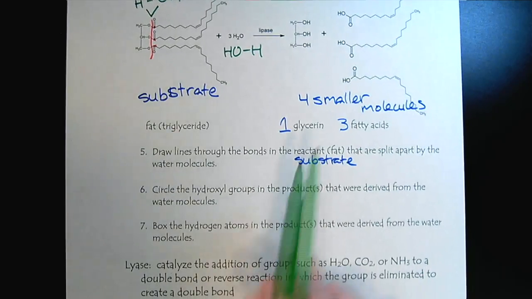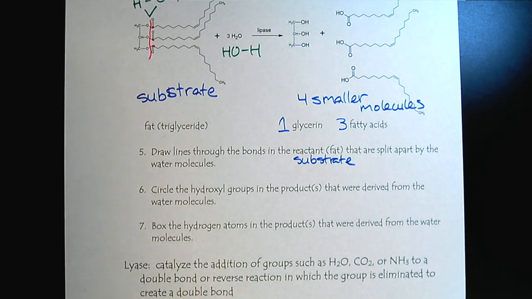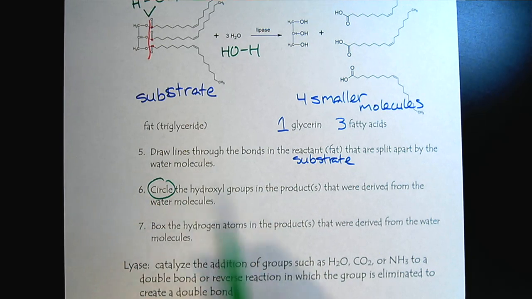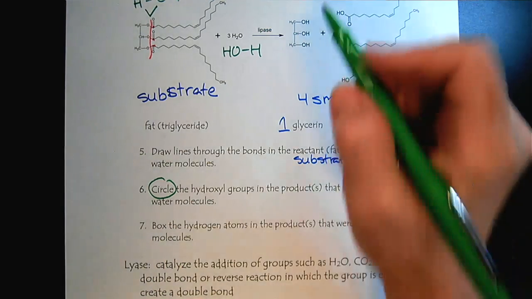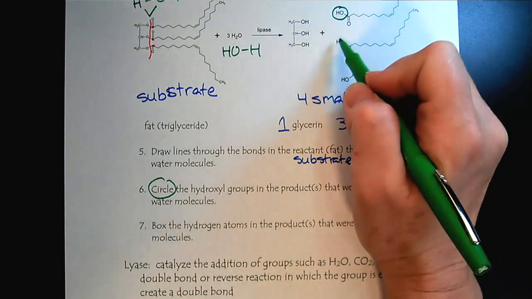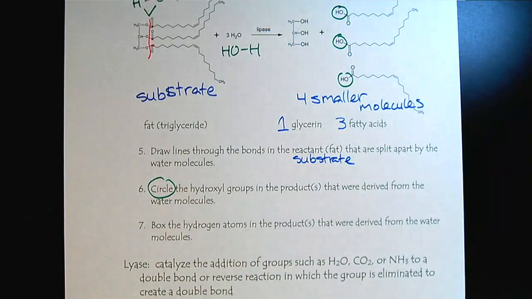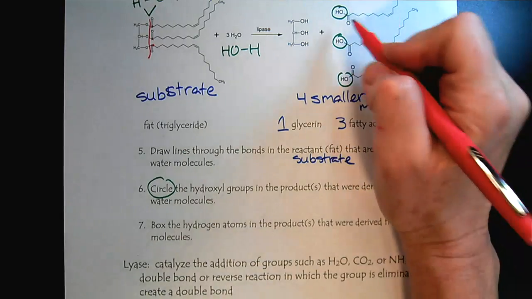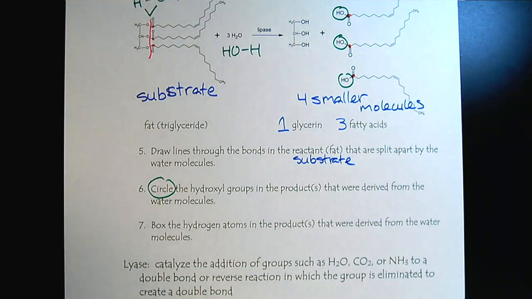Now, let's look at the products. Let's circle the hydroxyl groups in the product that were derived from the water molecules, right? So that would be right here. So from the water, there are the hydroxyl groups that came, because we know that the hydroxyl groups always connect with the carbonyl carbon.